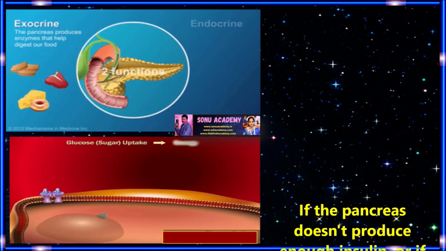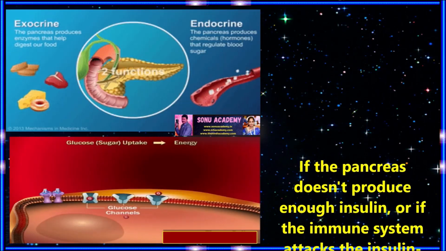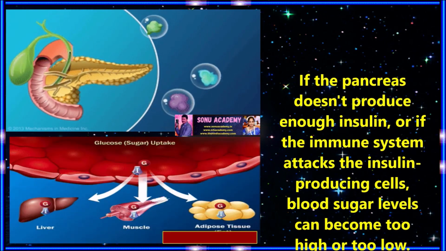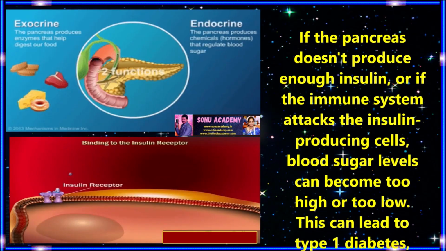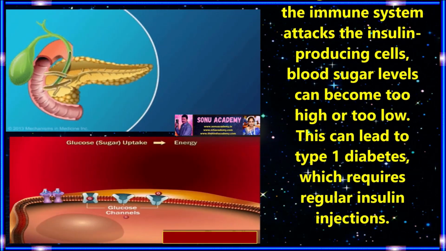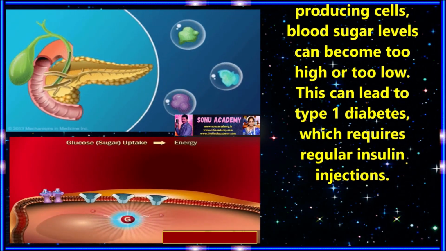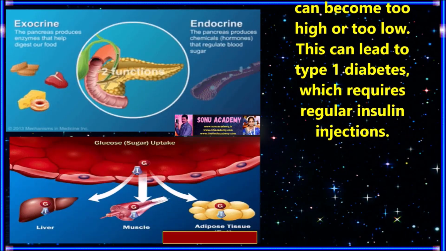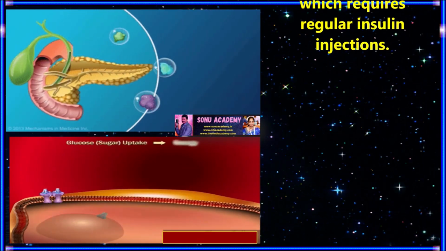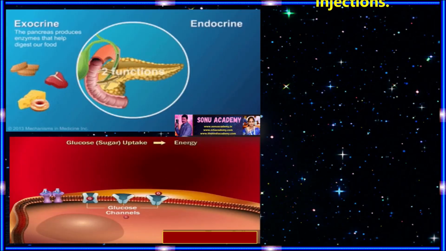Children, let us see insulin and diabetes. If the pancreas does not produce enough insulin, or if the immune system attacks the insulin producing cells, blood sugar levels can become too high or too low. This can lead to type 1 diabetes, which requires regular insulin injections.